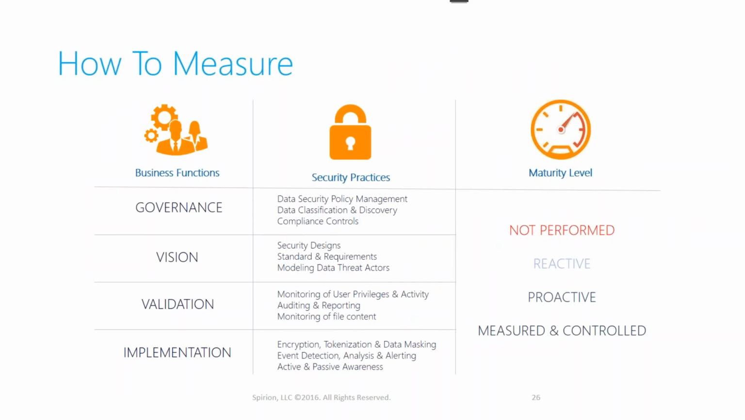Well, we also have an accompanying framework for implementing data security process improvements that's aimed at reducing that risk associated with the creation, handling, and transformation of sensitive data. It breaks down across 4 business functions: governance, vision, validation, implementation, and each one has 3 security practices below them, and each of those practices have a maturity level associated with them. So it's a capability model, right?